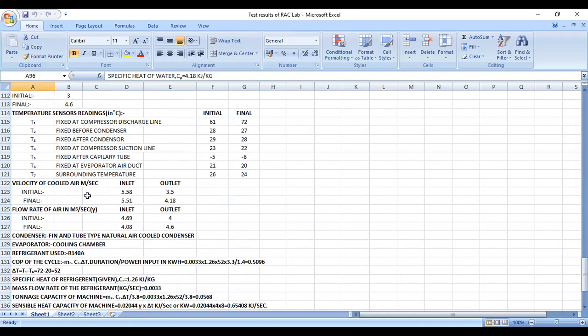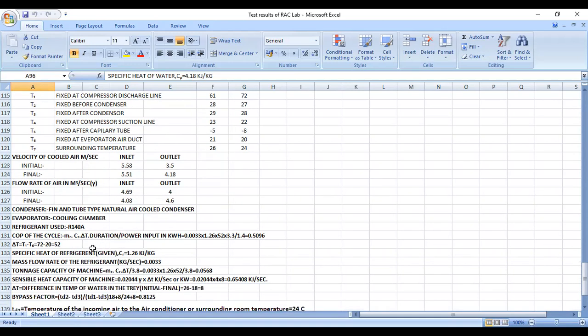Now, the velocity of the cooled air: inlet 5.58, finally 5.51, remains more or less the same, and outlet 3.5 to 4.18. Flow rate of air 4.69 to 4.08 and 4 to 4.6. The condenser is fin and tube type natural air cooled condenser, the evaporator is the cooling chamber, and the refrigerant is R134a.